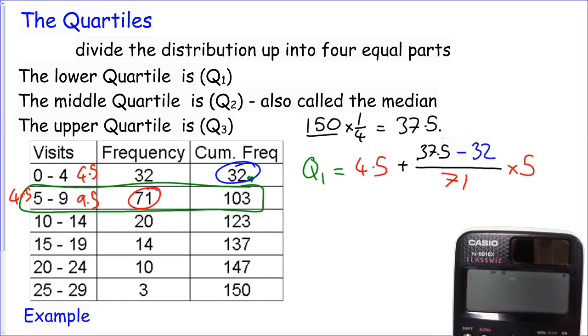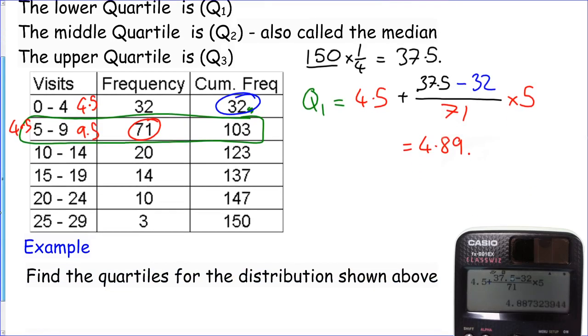So we've got 4.5 plus a big fraction: 37.5 take away 32 on the top, and on the bottom we've got 71, and then we multiply this by 5. We get 4.89 as our answer. For this one, it's really important to use our bounds, because this lower quartile is actually less than our 5. So 4.89 is our lower quartile.